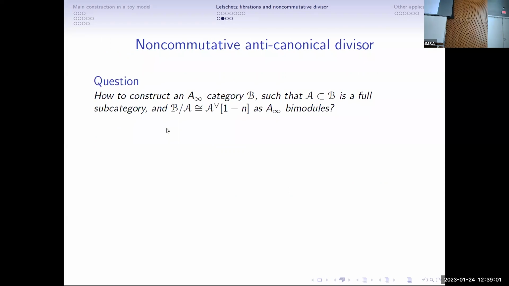The question is the following. Suppose that we have a category A, which is our proper category, and how can we construct an infinity category B, for which the category A is included as a full subcategory? And using this inclusion functor, if we pull back the diagonal bimodule of B, and apply the quotient of this diagonal bimodule by the diagonal bimodule of the original category A, this question asks that if you require that to be isomorphic to the linear dual bimodule with suitable shifting, how do we really construct such an infinity category from some kind of data?